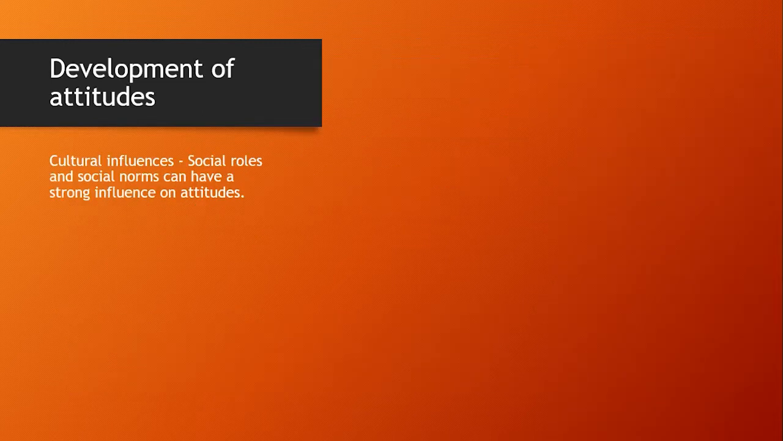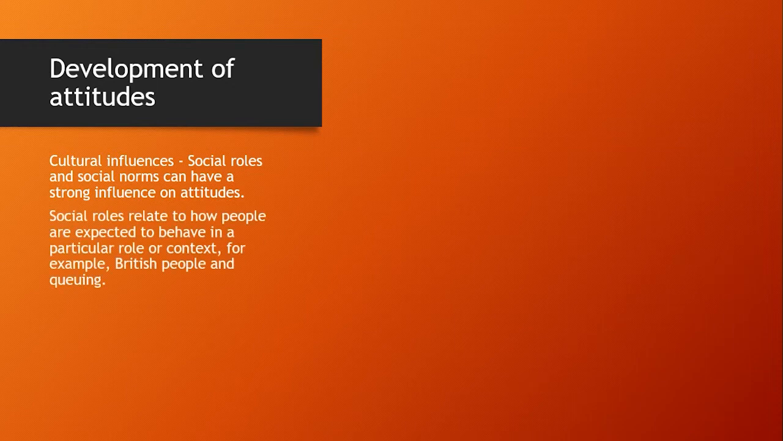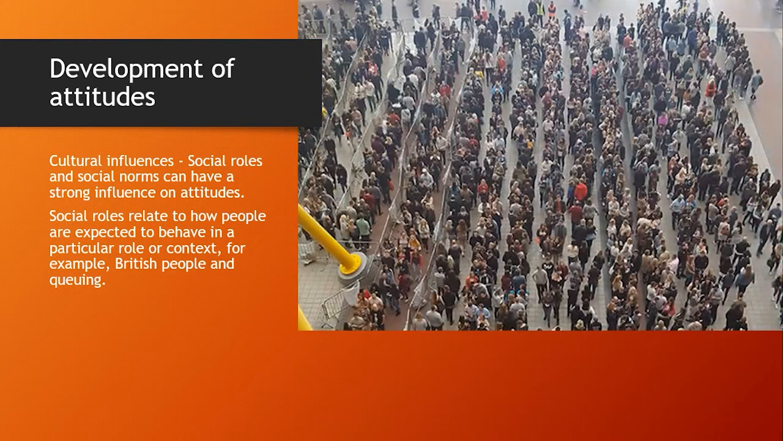The third way that we develop attitudes is through cultural influences. The social roles and social norms give us an understanding of what our attitude should be towards something. Social roles relate to how people are expected to behave in a particular context. And again, the example I used in class was British people and queuing up.